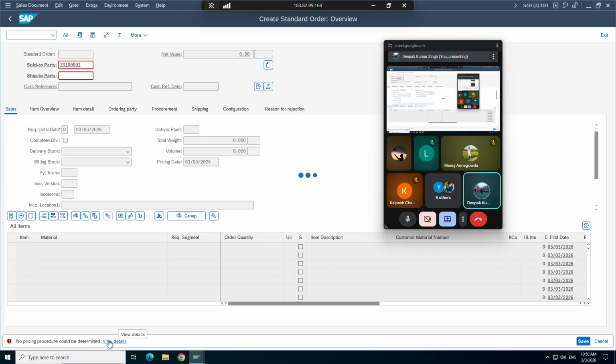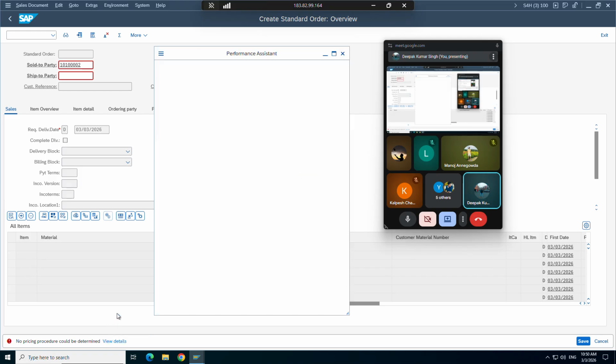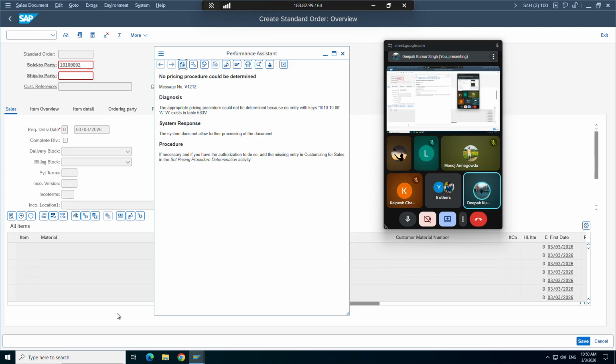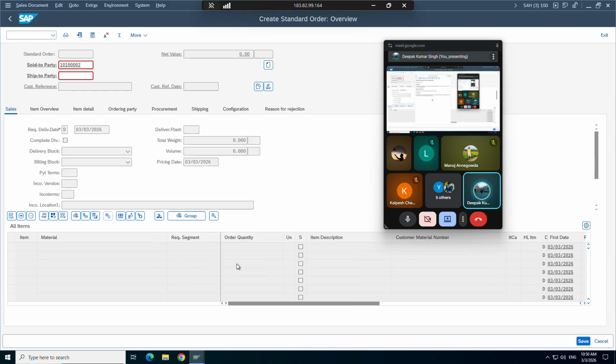If you click here, you see, even it tells the table as well. 683B. Let's say you don't understand what this pricing procedure is. So if you open this table also, you will get that idea what this table is saying. Okay, so understood the function of that.